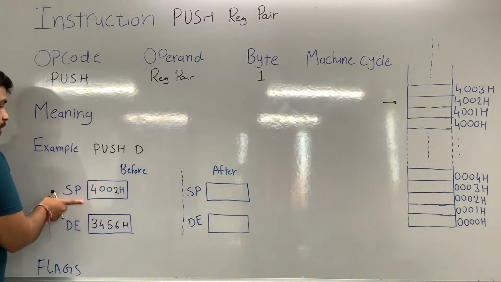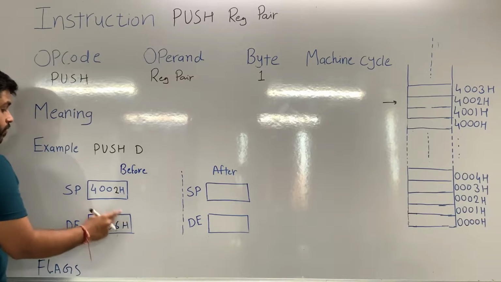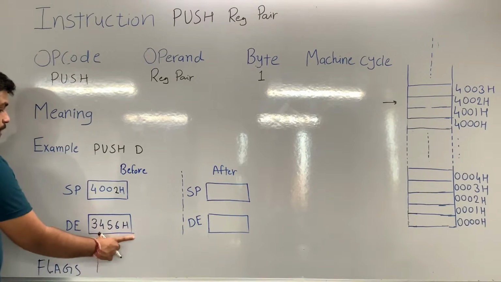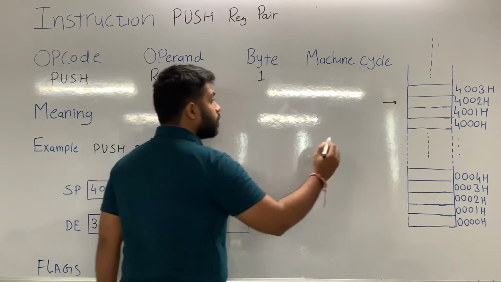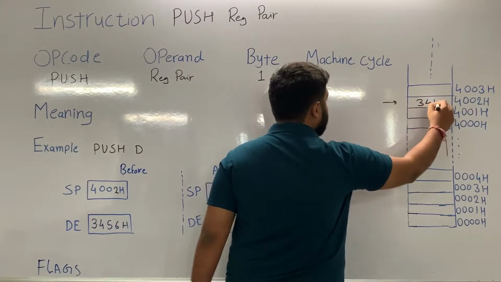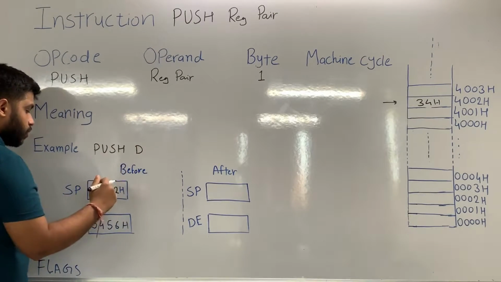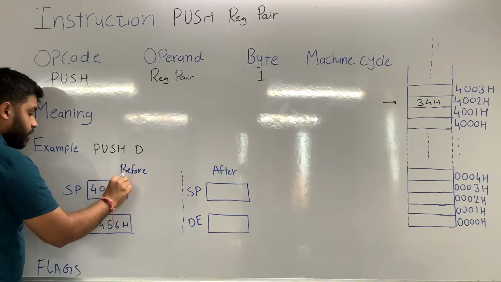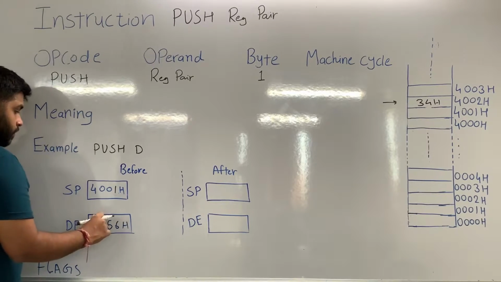When the stack pointer is decremented by 1, the higher byte of the DE pair will be stored in the stack. So what is the higher byte of the DE pair? It is 34H. So in the 4002, the 34H will be stored. After the data is stored, again the stack pointer will be decremented by 1, so it will become 4001H.